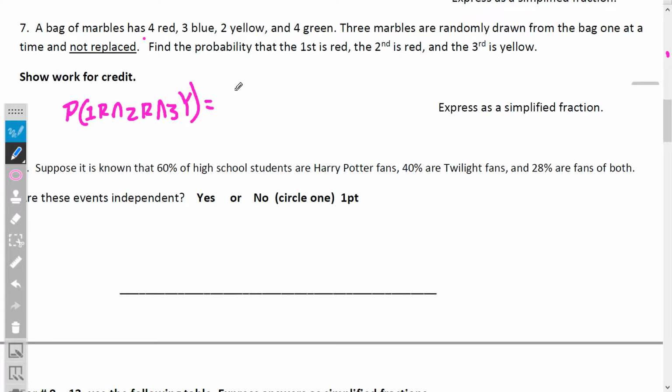So probability, first one being red, is 4 over 13, times the probability that the second one is red. So now there's only 12 marbles and there's 3 red ones left, so 3 over 12. And then the probability that the third one is yellow, so there's 11 marbles left, 2 of them are yellow. So this is what we end up with.